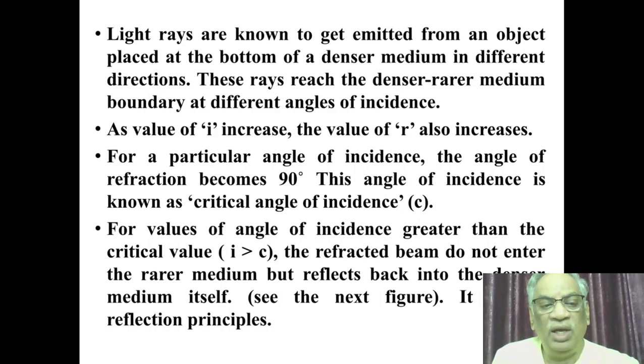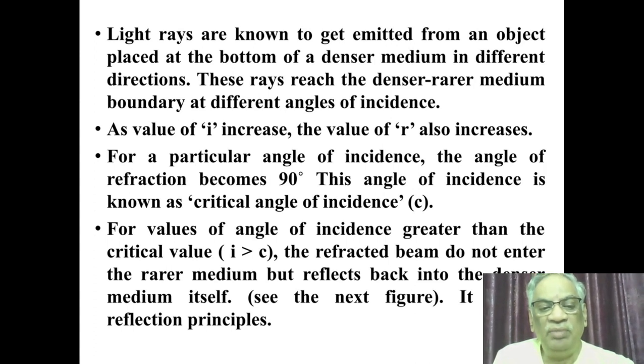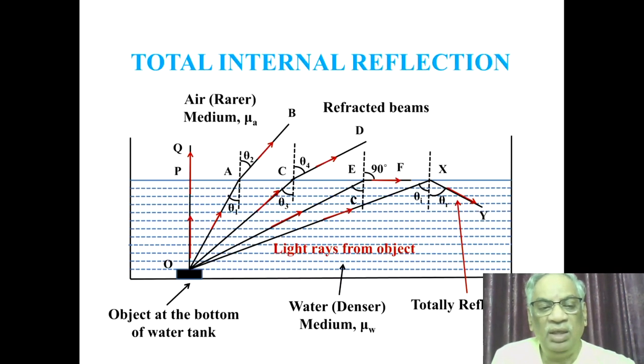For values of the angle of incidence greater than the critical value, that is, angle of incidence i is greater than C, the critical value, the refracted beam does not enter into the rarer medium but reflects back into the denser medium itself. It follows the reflection principle under these conditions.